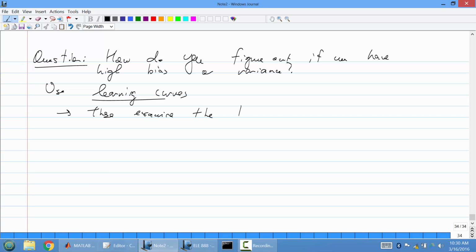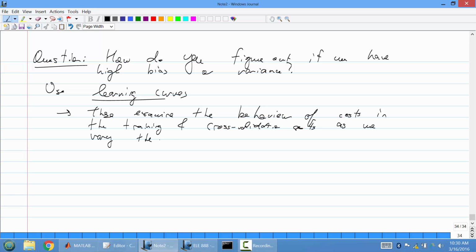Okay, so these examine the behavior of costs in the training and cross-validation sets, as we vary the number of training examples.